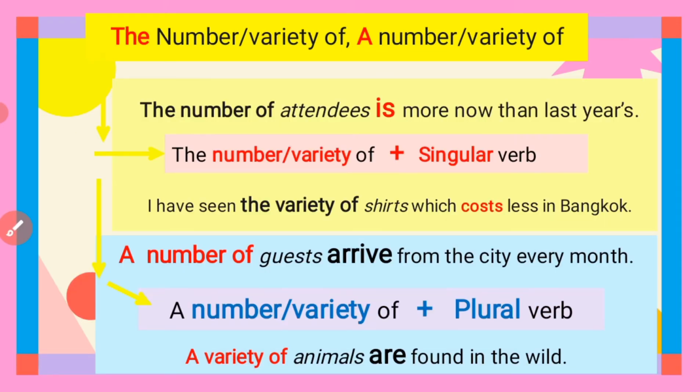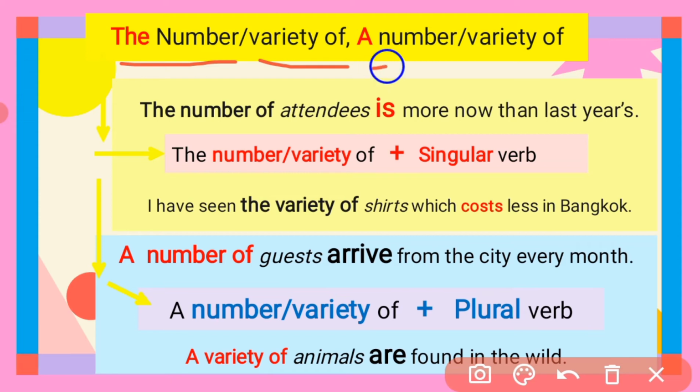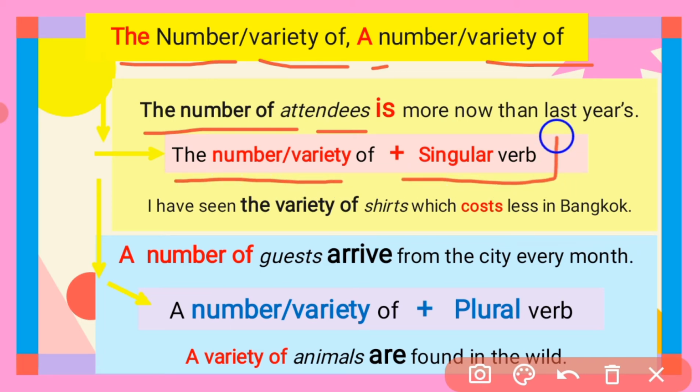Kapag naman the number, okay naman ay the variety of, tsaka yung a number or a variety of, unahin natin ang the number. The number of attendees. Kahit plural pa ang of phrase ng the number, sabi sa rule, kailangan niya lagi ng singular na verb. So, the number of attendees is, kasi singular ang the number. The number of attendees is more now than last year's.